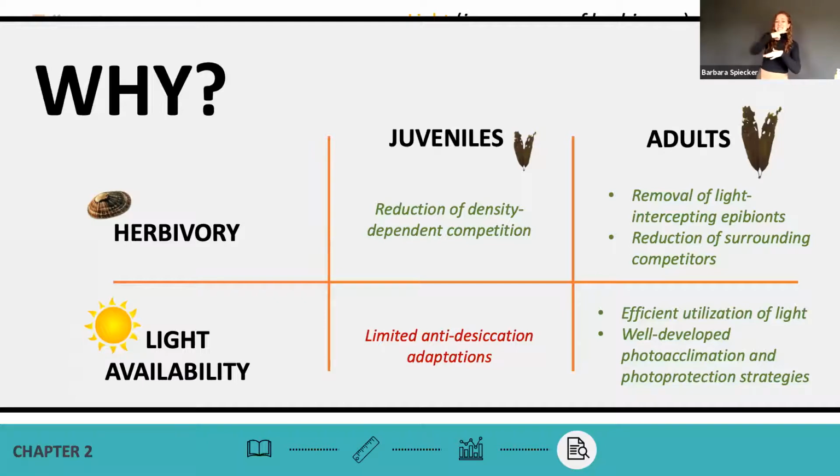Now moving to light availability in the second row, juvenile kelps may be more prone to harmful effects of desiccation than adult kelps. Because juvenile kelps haven't developed anti-desiccation adaptations, as they just aren't as well developed as those adaptations are in adults. And so the juvenile kelps in our study likely relied on shading to be able to grow in length. Whereas adult kelps can utilize light more efficiently with well-developed photoacclimation and photoprotection strategies in place against those high light levels. And so for adults, they relied on the light in our study to be able to grow and increase in length.